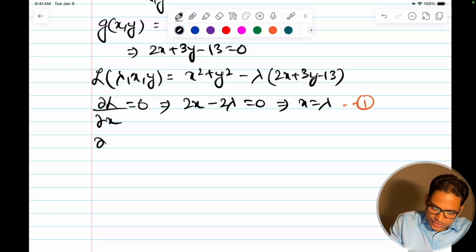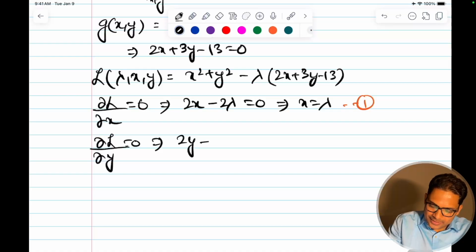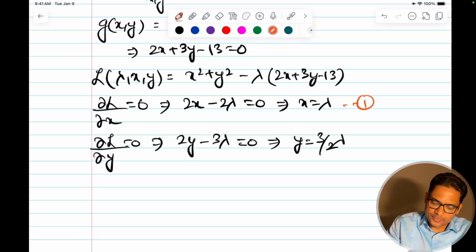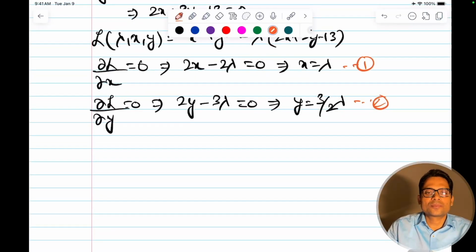Similarly, equate the partial derivative of L with respect to y equal to 0. This implies 2y, and then minus lambda times 3y, so y exists here also. This is 2y, and the y part becomes 1, so minus 3 lambda equal to 0. This implies y is equal to 3 by 2 lambda. This is your equation number 2. Keep the equations: 3 equations, 3 variables. We'll have to solve it finally.